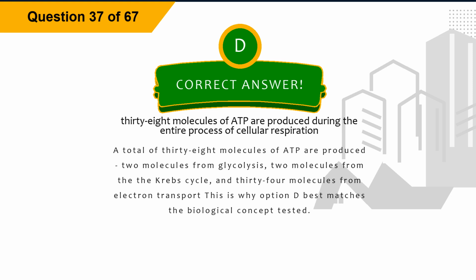Explanation: a total of 38 molecules of ATP are produced, 2 molecules from glycolysis, 2 molecules from the Krebs cycle, and 34 molecules from electron transport. This is why option D best matches the biological concept tested.